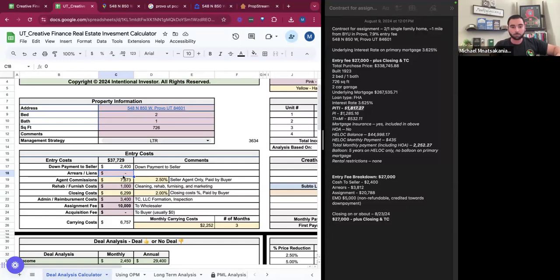All right. 3812. Holy crap, 20,000 assignment. We'll see if it's worth it. Agent commission, there is no agent commission, so at 0.